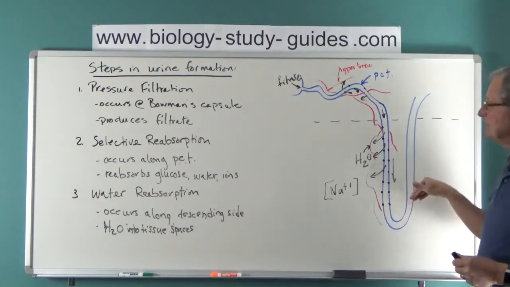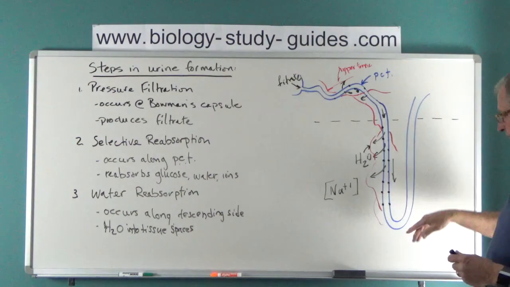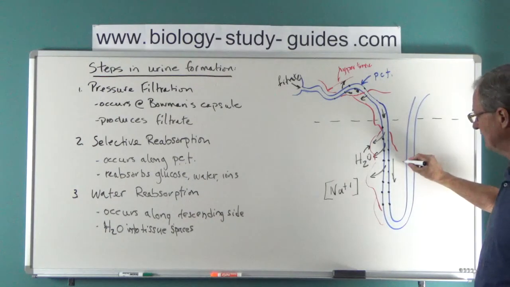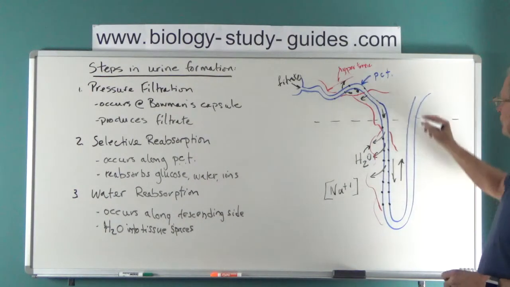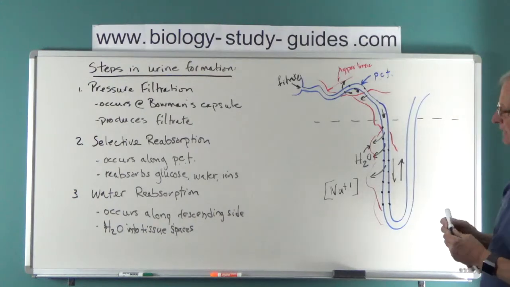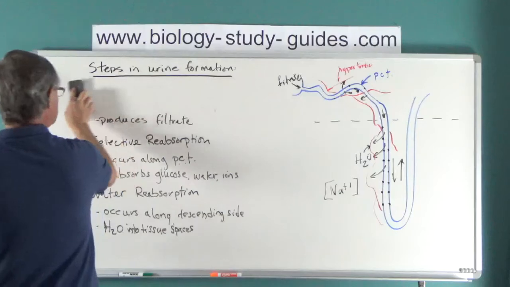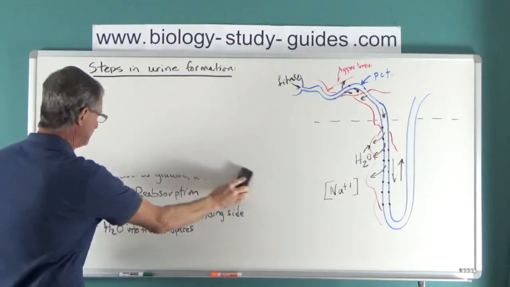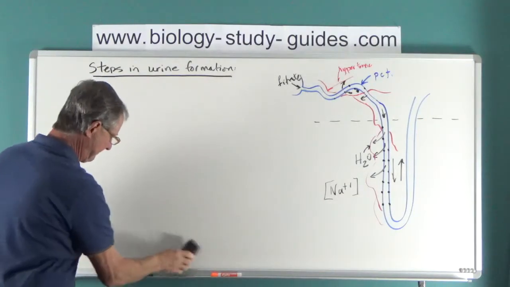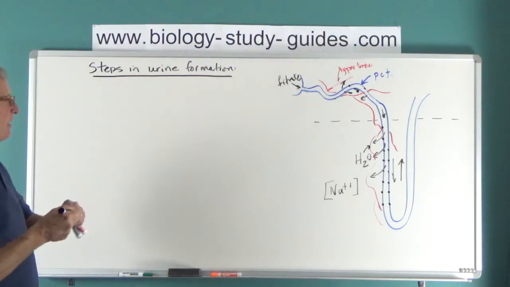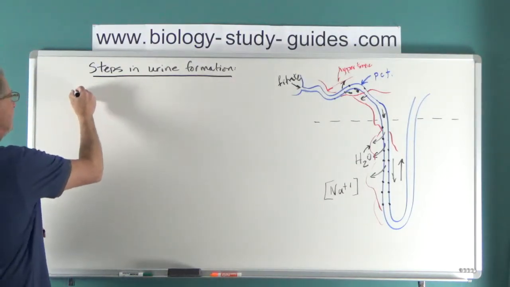Okay, now for the distal side here. Distal side, which is made up of the ascending side of the loop of Henle and the distal convoluted tubule, which is up here. The fourth step. The fourth step in this whole process I call sodium recovery.